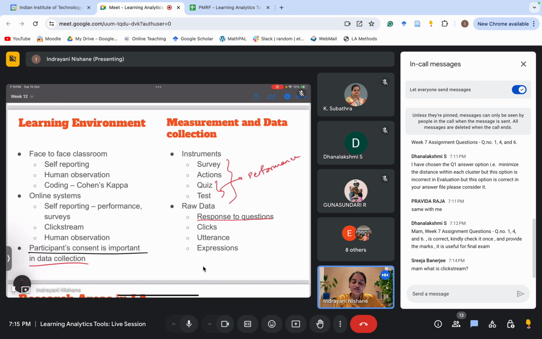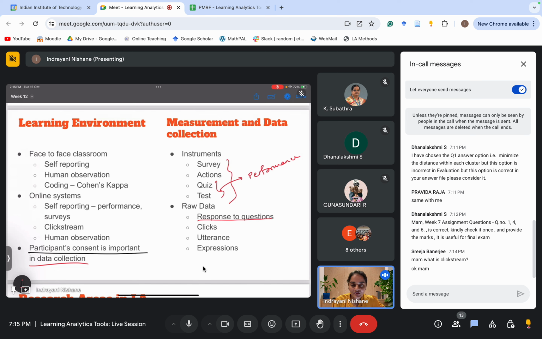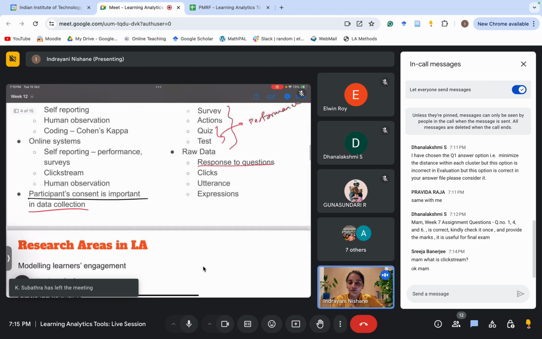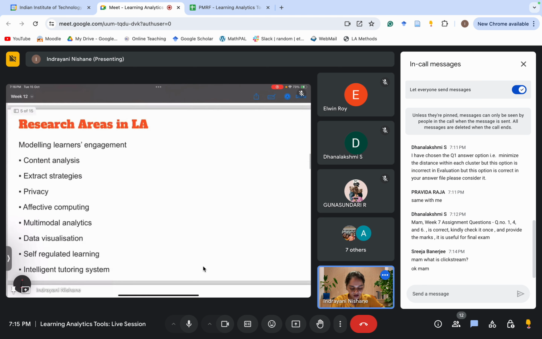Then utterances is what students are saying, what they are talking about. It could be their answers in the classroom, their discussion among themselves. All that talking, the words coming out of their mouth, are utterances. Expressions are of course their physical expressions, their affect state information. All that will come under expressions data.